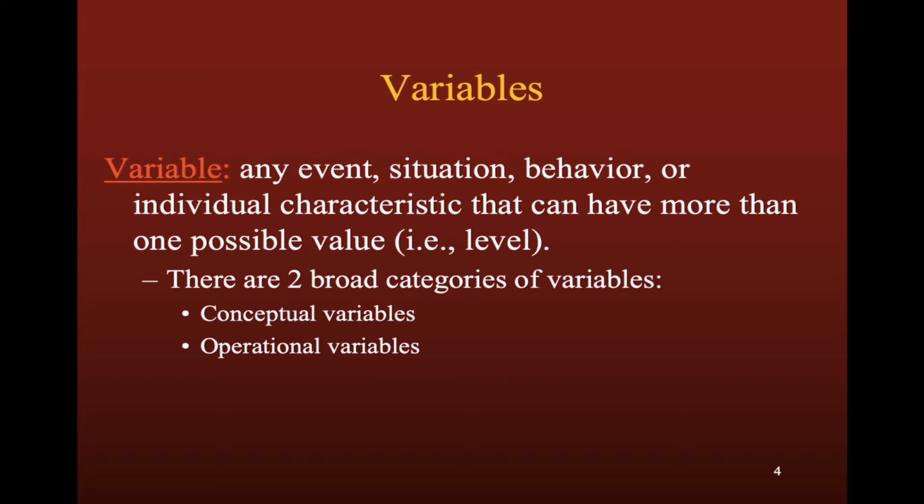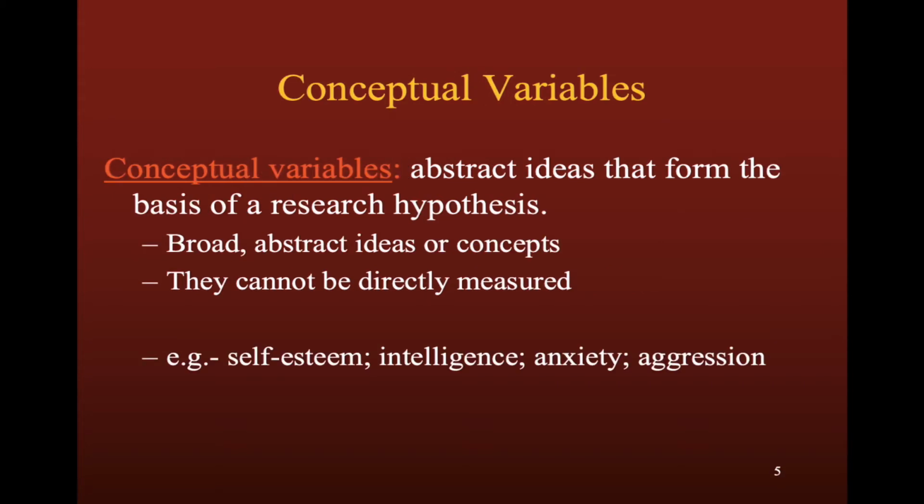And we're going to be focusing on two broad categories of variables today: conceptual variables and operational variables. This is a very important concept in understanding research. So a conceptual variable is an abstract idea that forms the basis of our research hypothesis or our theory. Think about these broad abstract ideas, and the key is to remember that they cannot be directly measured. You understand what intelligence is, but you can't directly measure it. You can't get your hands around it, but you kind of know what it is.